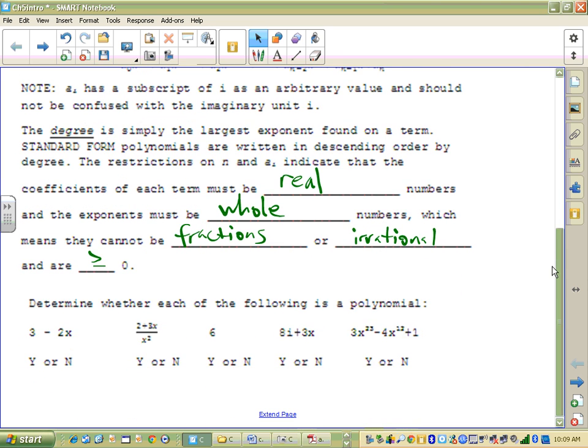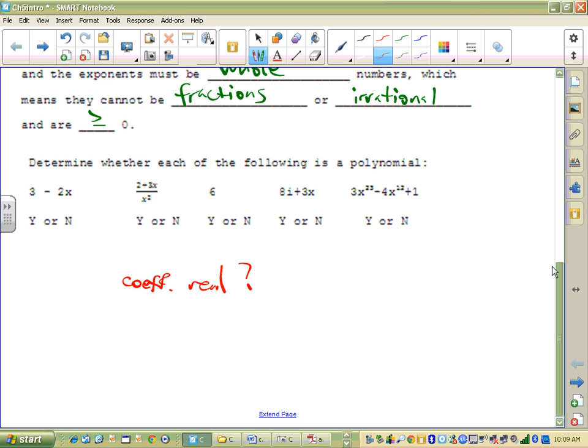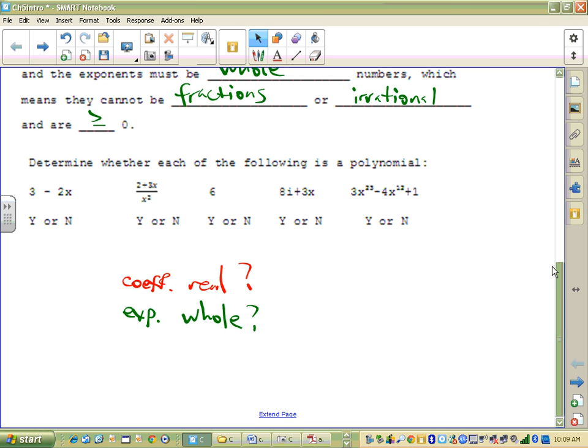The last part of this first page says determine whether each of the following is a polynomial. So what you really need to ask yourself are these two things. Is the coefficient real? If that's the case, then it could be a polynomial. And then is the exponent whole? Now, unfortunately, we haven't really studied exponents yet, so some of these might be a mystery to you.